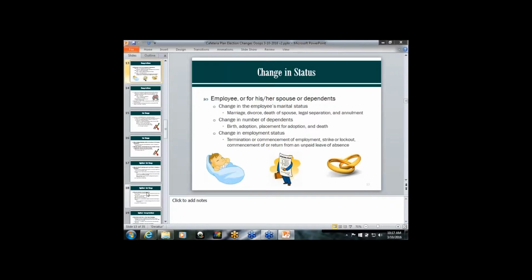Sometimes employers have said, oh, I've got this great idea, the employee wants to make a change, we'll terminate him and we'll rehire him in a week. That's called the back door, trying to get to the back door of the IRS, and again, it's not acceptable.